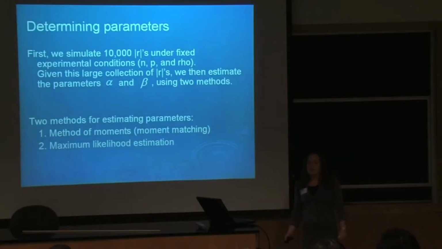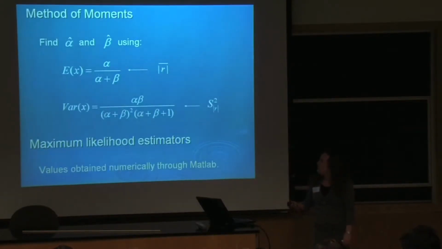So now we need to determine the parameters. We're going to start by simulating 10,000 absolute values of r under fixed experimental conditions. With this large collection of absolute values of r, we're going to try to find our parameters. There are two methods for estimating our parameters. We have method of moments, and also we have maximum likelihood estimation. We're going to start with method of moments.